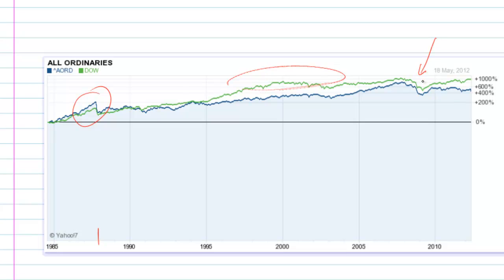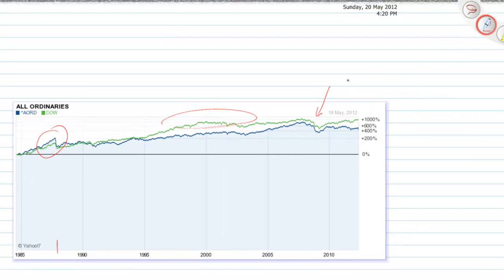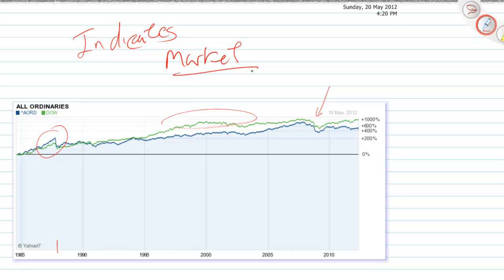But if you have a look over here, that's where we reacted. So Australia dropped down, America dropped down, and now we've been quite solid in our recovery, and so has America. So you can see that this is a good indicator. It just indicates what is going on in the market generally. Okay, so it's a very good indicator for us to what's going on.